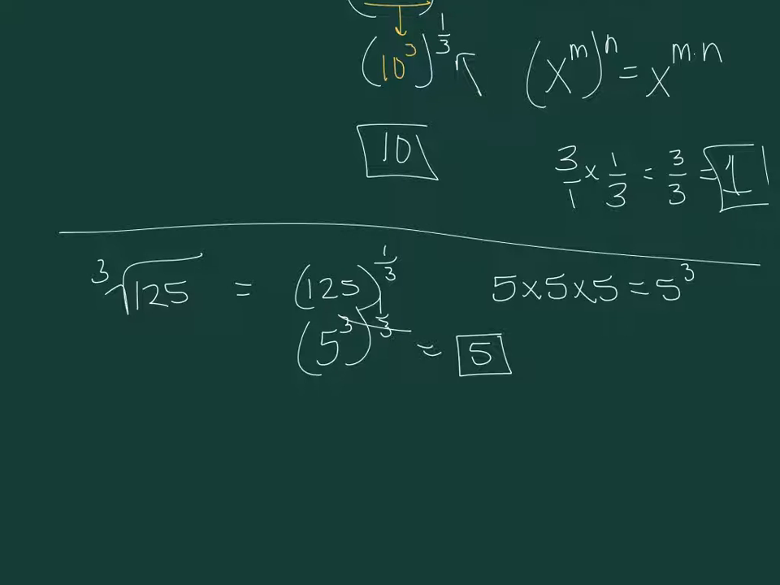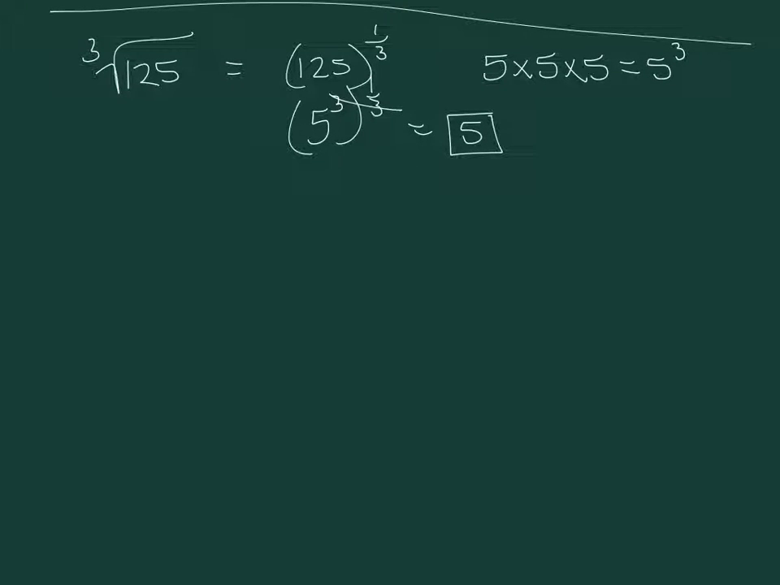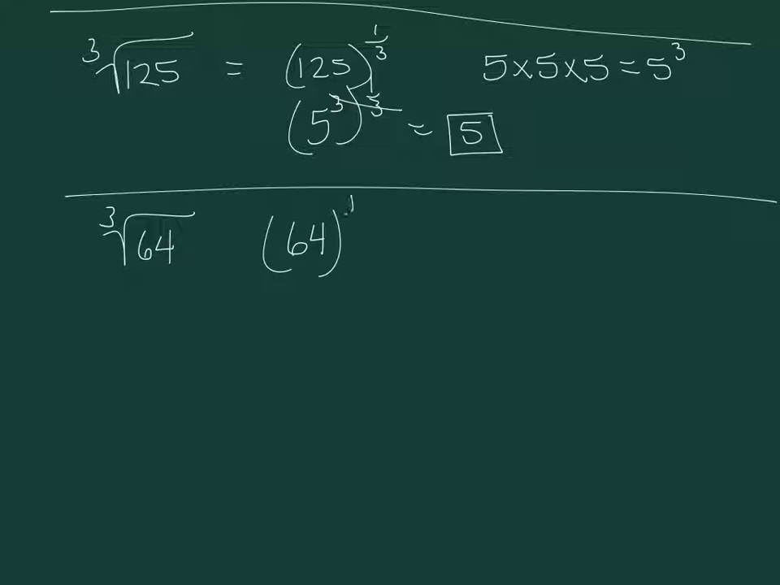Let's do one more. Let's call it the cube root of 64, which is really 64 to the 1/3. Now looking at this one, it's like, oh well, it's an even number. So I've got to find a number multiplied by itself 3 times that gives me 64. I'm not sure exactly where to start, but I know it's even, so it's probably going to be 2, 4, 6, 8. It's going to be one of those, more than likely.